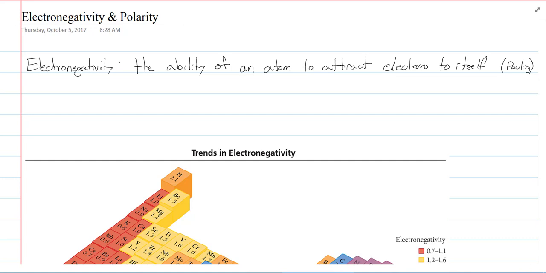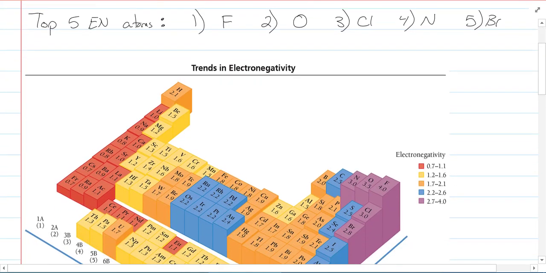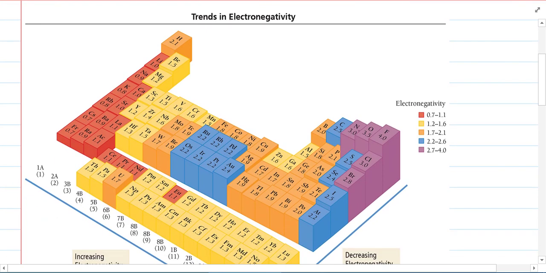The top five electronegative atoms are 1, fluorine, 2, oxygen, 3, chlorine, 4, nitrogen, 5, bromine. So here's a chart of the trends of electronegativity, and as you can see, the top 5 are purple here: fluorine, oxygen, chlorine, nitrogen, and bromine. Fluorine would be the most electronegative, and the trend goes to where francium would be the least electronegative.